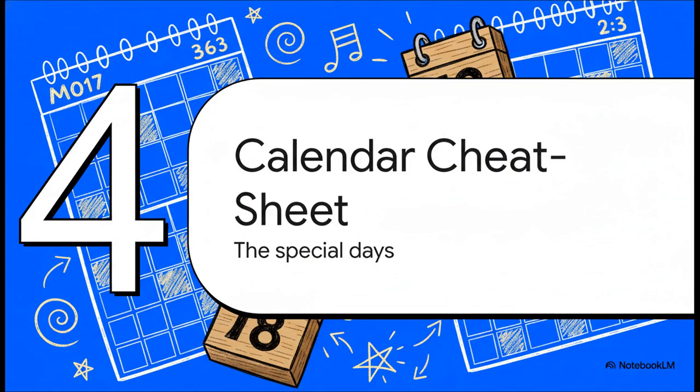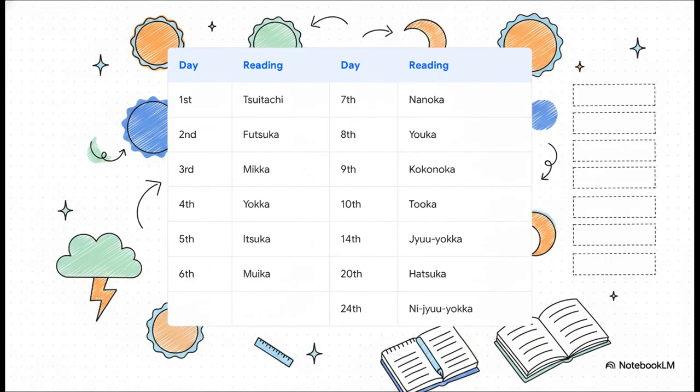Okay, I know we've covered a ton of ground, so let's pull everything together into one final super handy tool. Think of this as your go-to cheat sheet for all those irregular days of the month. Seriously, this is the slide to screenshot. It has every single special day we talked about all in one convenient spot, the first 10 plus the 14th, 20th, and 24th. For any other day of the month, you just add nichi to the number. This table right here is your key to the whole system.